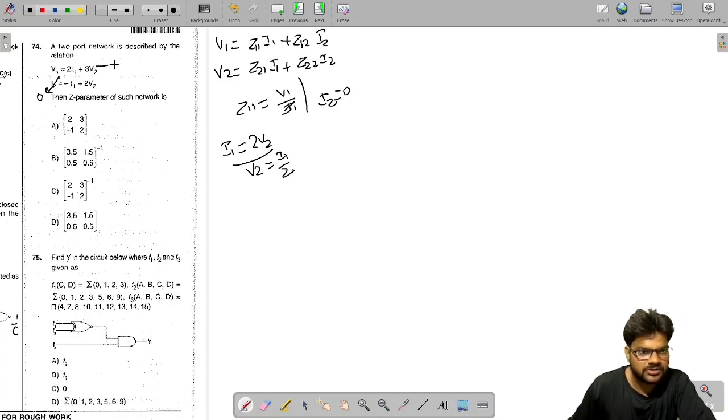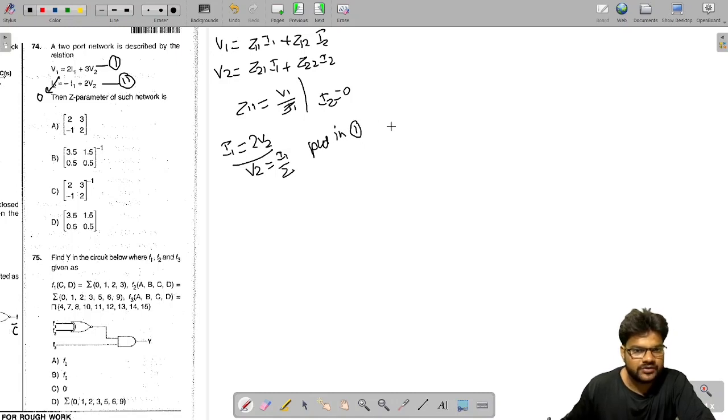Let us say this is equation 1 and this is equation 2. Put it in equation 1. So if you put this in equation 1, V1 is 2I1 plus 3 times V2, and V2 is I1 by 2. So 2 2s are 4, plus 3 by 2, is 7 by 2. So from this, V1 by I1, that is Z11, is 7 by 2, which is 3.5.